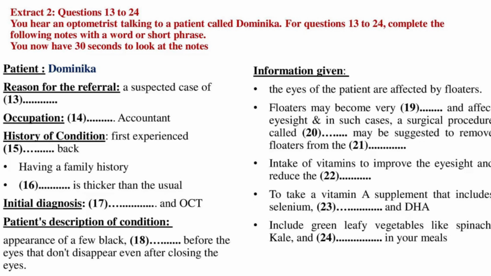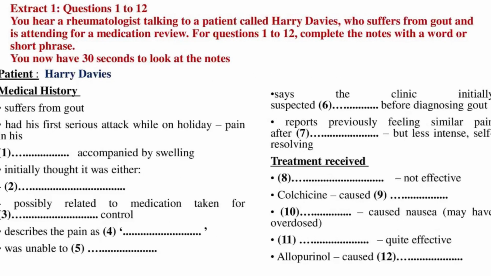That is the end of Part A. Extract 1, questions 1 to 12. You hear a rheumatologist talking to a patient called Harry Davis, who suffers from gout and is attending for a medication review. For questions 1 to 12, complete the notes with a word or short phrase. You now have 30 seconds to look at the notes.